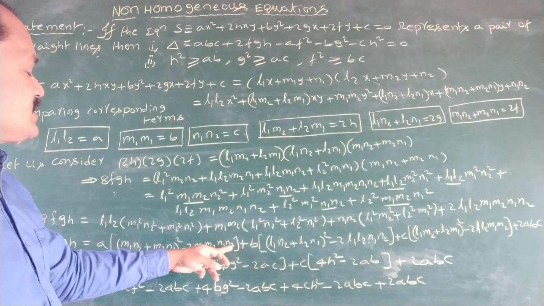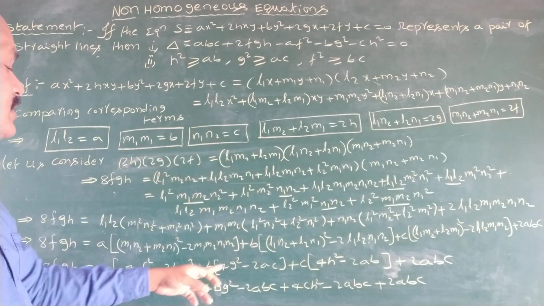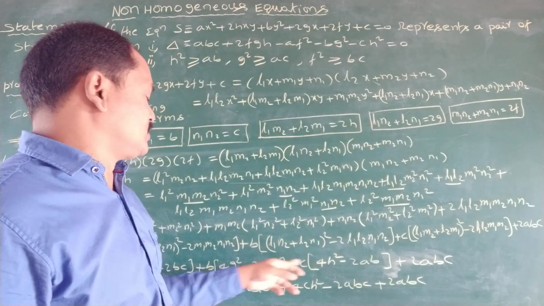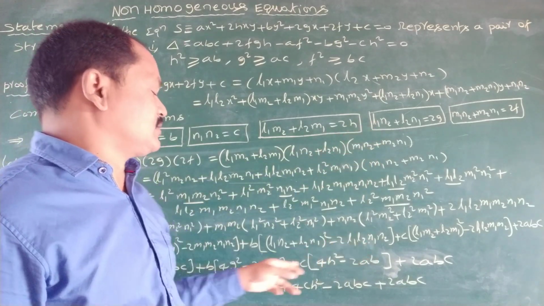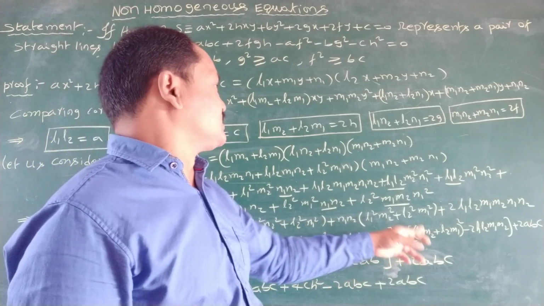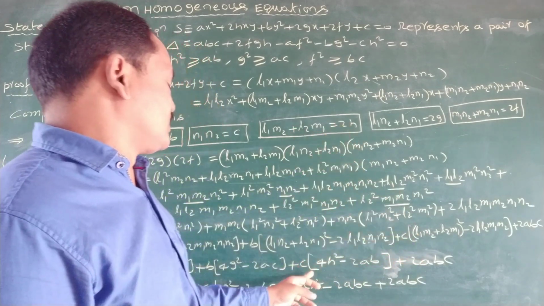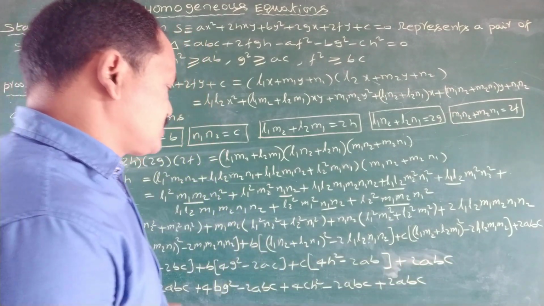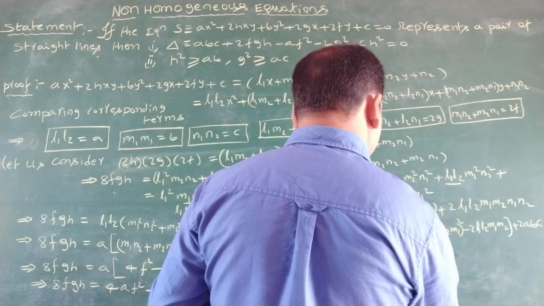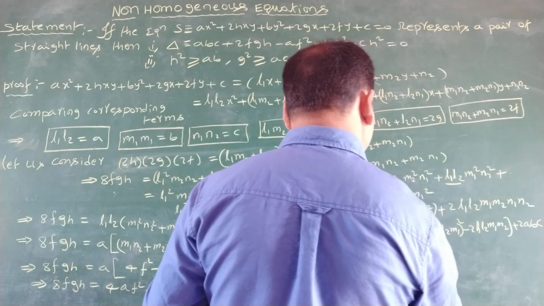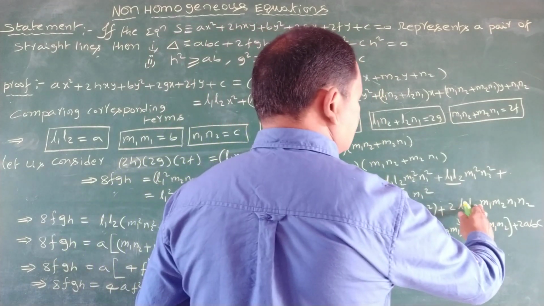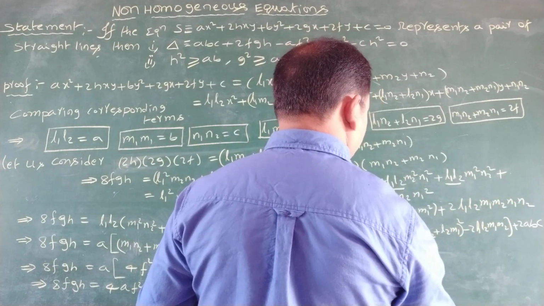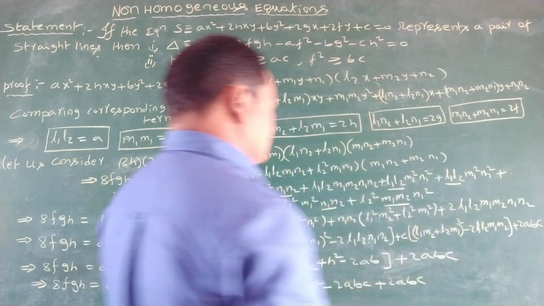Here it is B, C, M1, M2, N1, N2. Same here: L1 N2 plus L2 N1. That is 2G, that's why it is 4G square. Here it is A, C, 2AC. Again this is 2H, 2H square, it is 4H square minus 2AB. And plus 2ABC is there, since L1, L2 is A, M1, M2 is B, N1, N2 is C. That's why plus 2ABC. That's all.